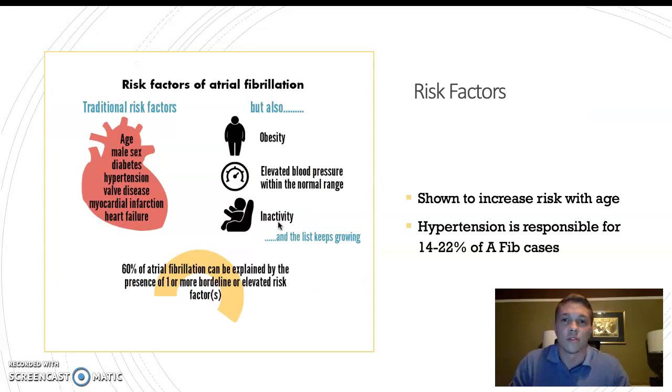So some risk factors for AFib include, as we said before, age. Both male and female sex can get it. Diabetes, hypertension, valve disease, myocardial infarctions or heart attacks, and heart failure, also obesity and inactivity. But in at least 60% of these cases, there are two of these factors contributing at one time.